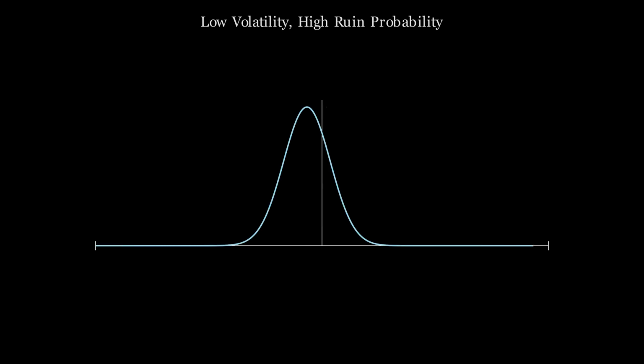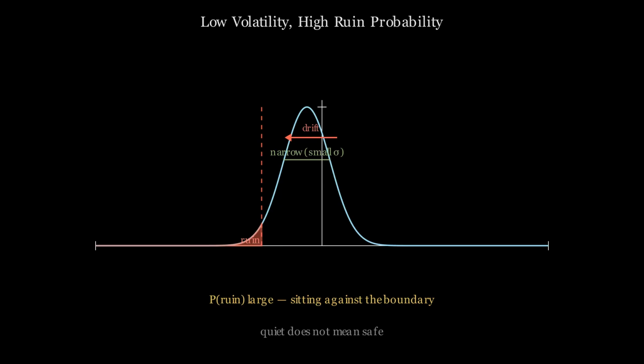A smooth, low-volatility strategy can carry high ruin probability. This is precisely what occurred in Madoff-style structures. Returns appeared stable and controlled. Volatility was near zero, but capital was steadily being consumed by an adverse drift masked by fraudulent reporting. The trajectory was moving toward the absorbing boundary without visible warning. Apparent calm in return volatility was not structural safety.